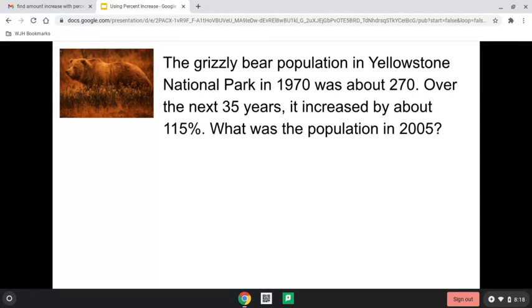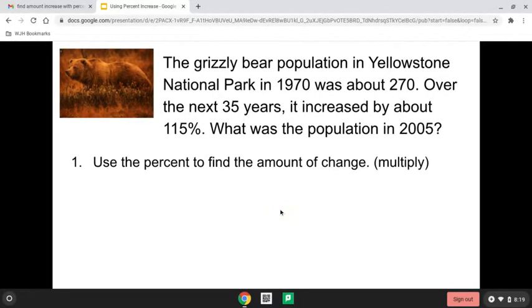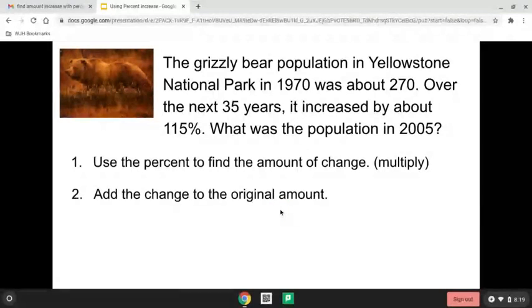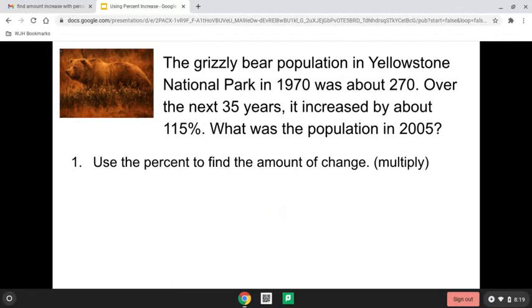Now our first step, like I said, is going to be the inverse of what we were doing before. We have to use the percent to find the amount of change. And to do that, we'll need to multiply. Then our second step will be adding the change to the original amount. So to do the first step, we'll need to multiply 270 by 115%, or 1.15 if you're thinking in decimals.